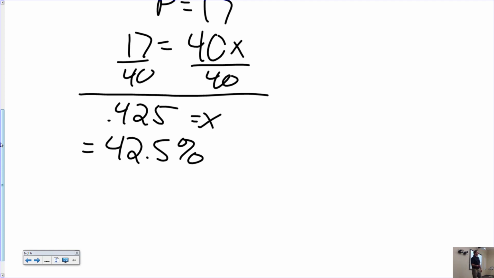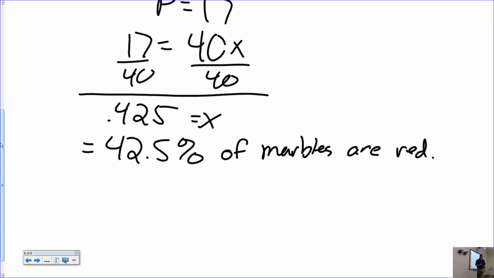What would I do with that answer if you gave it? I would mark it wrong. Why? Marbles are red, 42.5% are red. The other ones are not red. And I would still mark you wrong if you wrote that answer down, because what did the question ask for? What percent are not red?